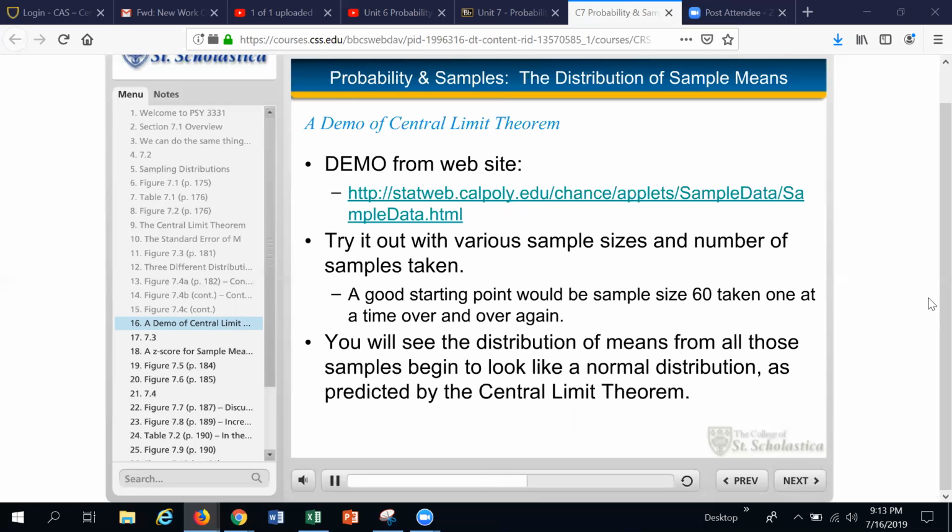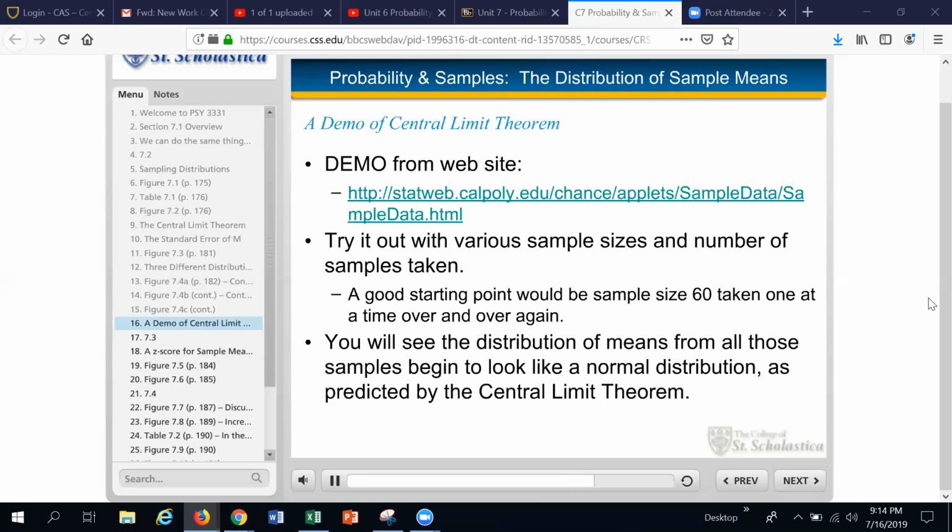I recommend starting with a sample size of 60, and take samples one at a time over and over again. Type 60, or whatever sample size you choose, in the sample size box. You can also choose to take more than one sample at a time by filling in more than one in the number of samples box. This speeds up creation of the distribution of sample means in the lower graph.